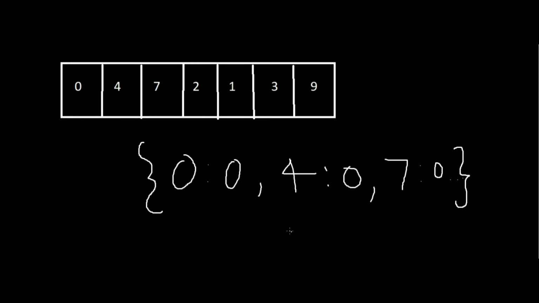Now it will go from 0 all the way up to 9. I displayed it only up to 7. So this is basically a hash map or a dictionary. Let's see what happens after this. The basic concept is we store all the elements inside a dictionary with value 0. So 0, 0, 4, 0, 7, 0, and so on.